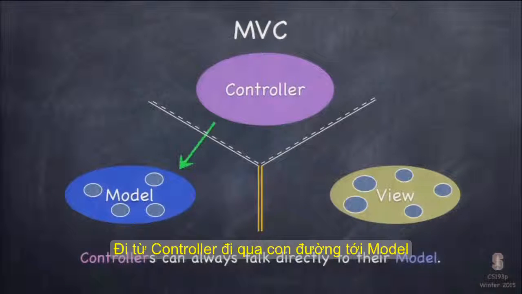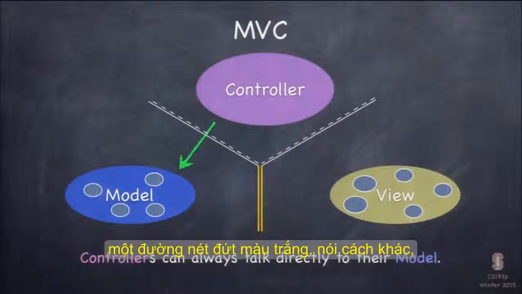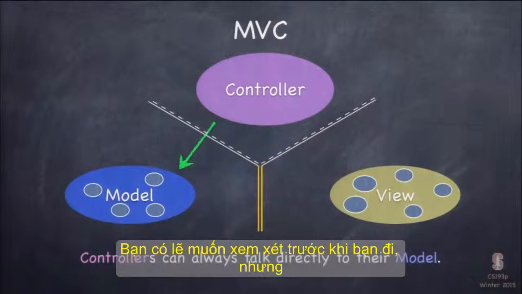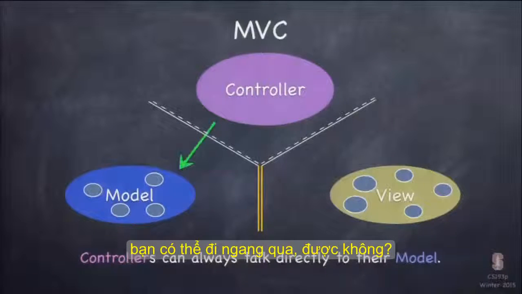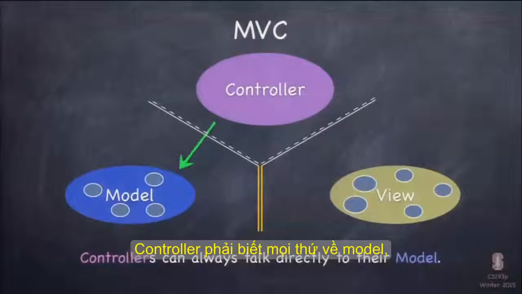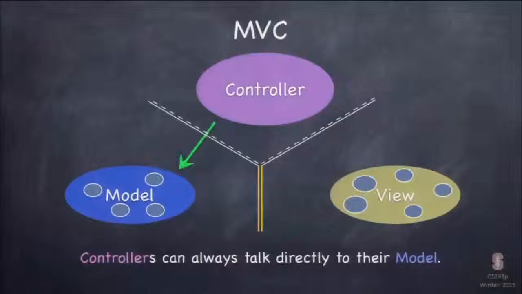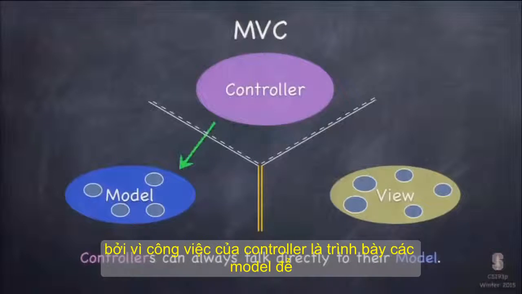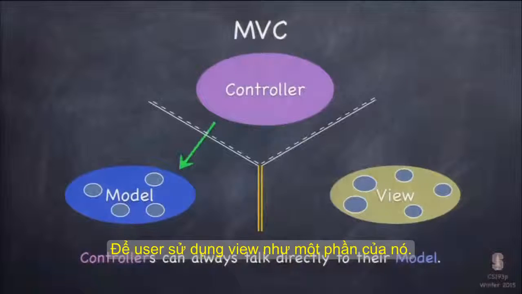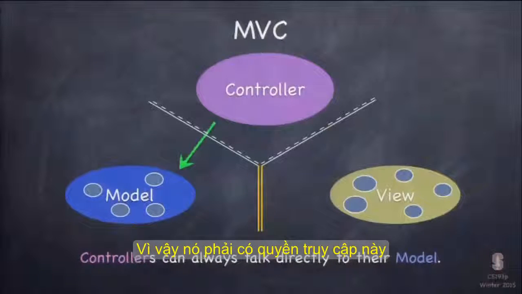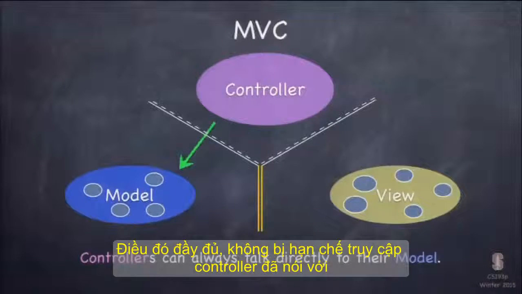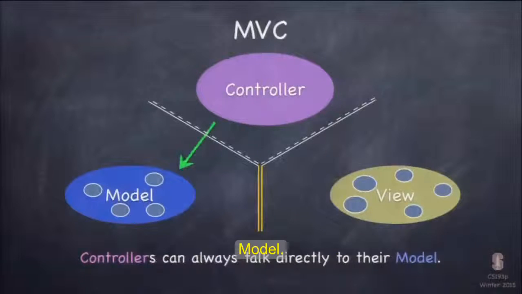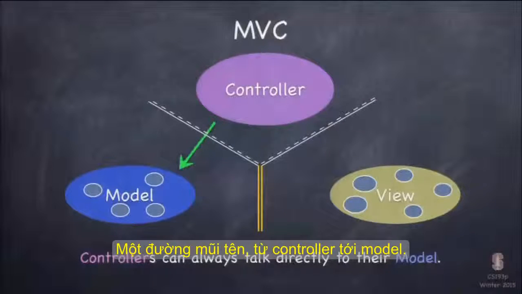So let's talk about the controller talking to the model. Going from that side of the road over to the model side is a dashed white line. In other words, you can head right across there. You probably want to look before you go, but you can go right across. The controller has to know everything about the model, and it has to have complete ability to talk to the model and use its public API as much as it wants, because the controller's job is to present the model to the user using its view as its minions. So it has to have this access. That's full, unrestricted access the controller has to the model. This is a one-way arrow from the controller to the model.